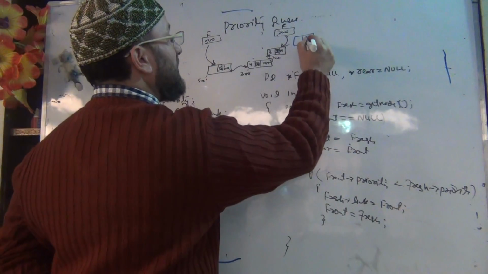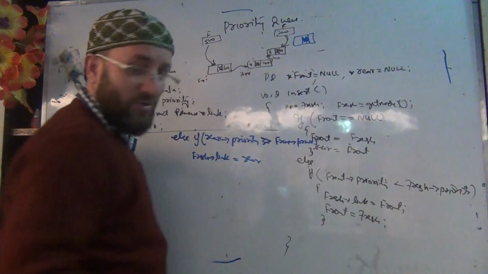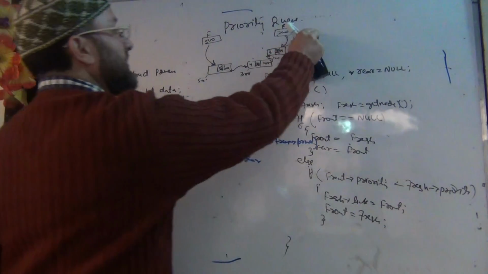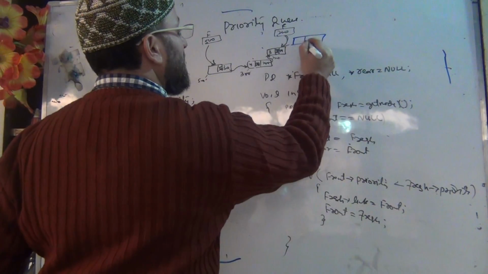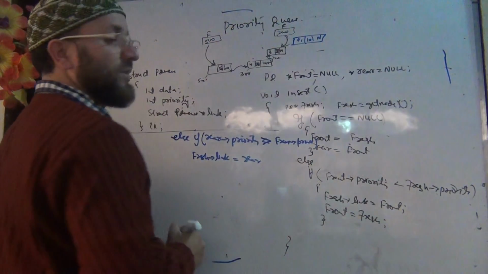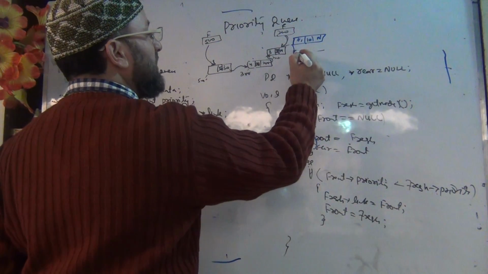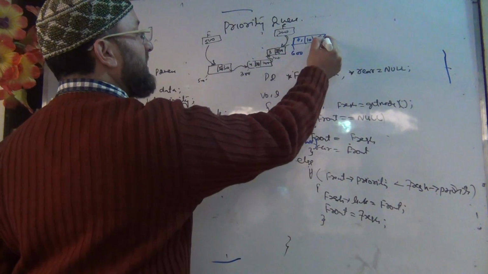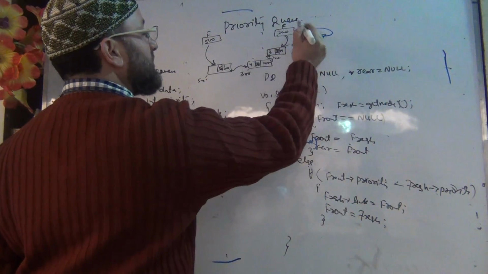So for example, its priority is 10. Are you getting what I'm saying? The new node's priority is 10. It must have null in it, and it must have some data in it. So I'm saying fresh is this. Say for example its address is 600. I'm saying fresh arrow link is equal to rear. Let us put 200 in it. What does it mean? It is pointing to this.